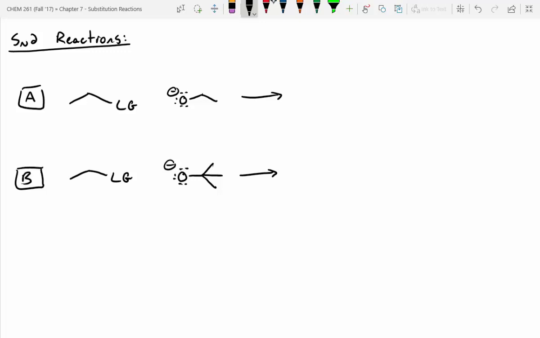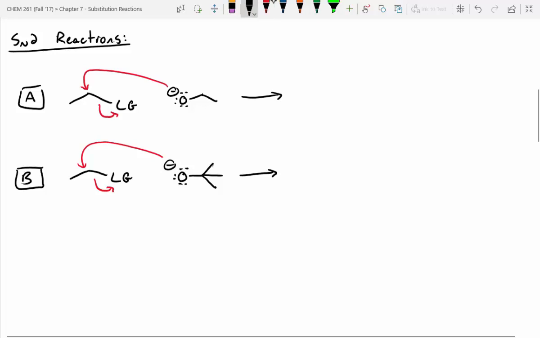Give me a thumbs up if you feel comfortable with the arrow pushing. Okay? So reaction 1, we know it's going to attack the backside of our electrophile and then kick off our leaving group all in one step. Same thing with this one. Backside, kick off our leaving group in one step. So our final product in this case is now going to look like that with two lone pairs and our leaving group.